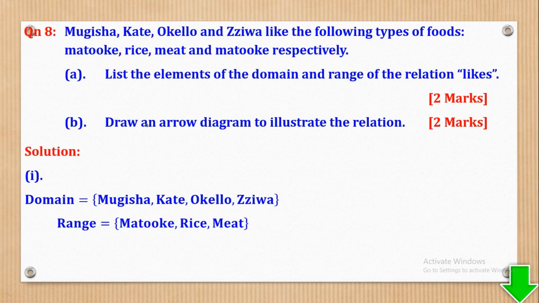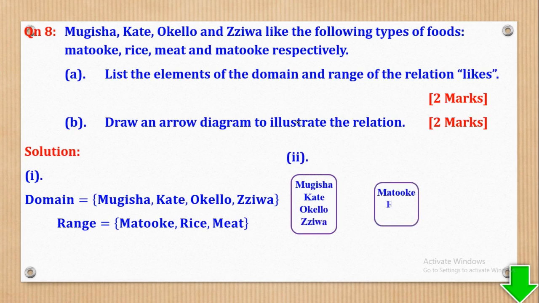Part B, they said draw an arrow diagram to illustrate the relation. So this is an arrow diagram, not a papigram. For an arrow diagram, we shall start with the domain and list all the members in the domain, followed by the range and list all the members in the range. After that, we shall look for the relation. So it's Mogisha who likes matoke, meaning that here we shall join Mogisha to matoke. So let's do that, with an arrow.